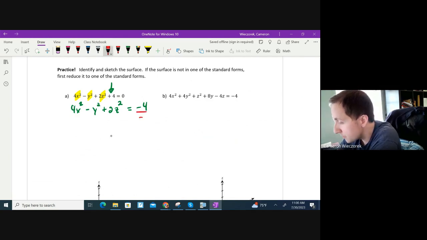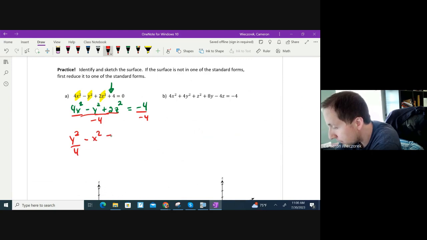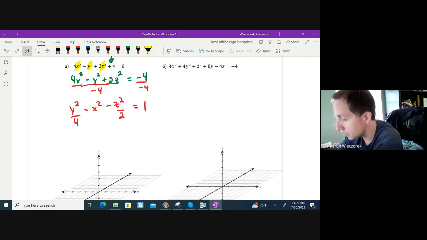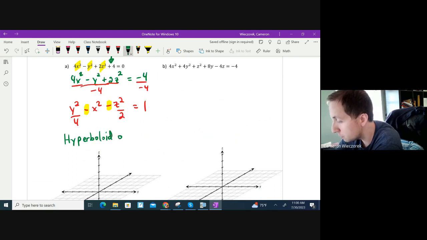So I'm going to divide everything. This entire left-hand side, I'm going to divide by -4, and the right-hand side, I'm going to divide by -4. So I end up with, I'm going to put my positive term first, y squared over 4 minus x squared minus z squared over 2 equals 1. Now it's in standard form. Okay, everything's quadratic. There are 2 minus signs. So this is going to be a hyperboloid of 2 sheets. Remember, 2 minus signs means 2 sheets.